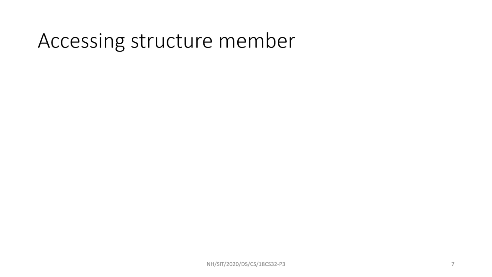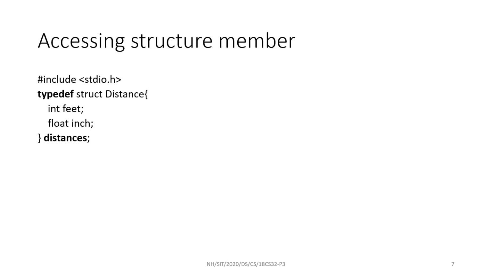Now, how to access structure member? A structure is defined, again, same example. Distance is a structure. Distances is alias name. Distance structure has got two members, feet and inch. Feet is of type int, inch is of type float. A variable is declared. D1 is a variable. Members are initialized. 4 to feet, 4.3 to inch. Based on this example, 4 to the first member feet, 4.3 to the second member, that is inch.